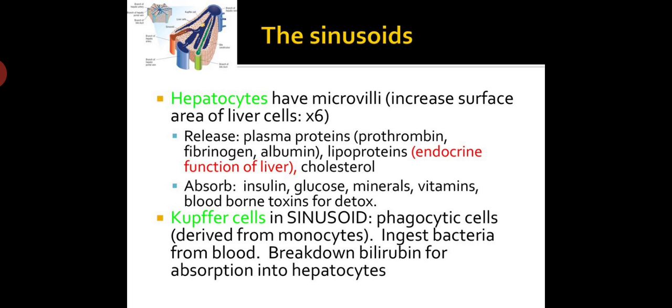Coming to the sinusoids in detail, hepatocytes have microvilli, that is increased surface area of the liver cells, and they release plasma proteins like prothrombin, fibrinogen and albumin, and lipoproteins like cholesterol, as well as endocrine functions of the liver. It absorbs insulin, glucose, minerals, vitamins, and blood-borne toxins for detoxification. As I said earlier, the von Kupffer cells in the sinusoid are phagocytic cells derived from monocytes, and they ingest bacteria from blood and break down bilirubin for absorption into hepatocytes.